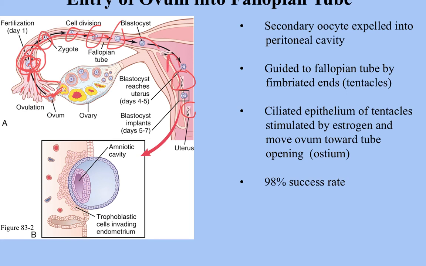Sorry about that. And so about midway in the uterus, the ball of cells, which is now a blastocyst, which is a hollow ball of cells, will implant in the uterus, and we'll talk about what that is and why it's important and what it does to facilitate the development of an embryo.